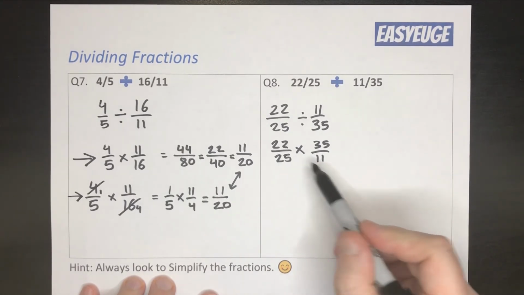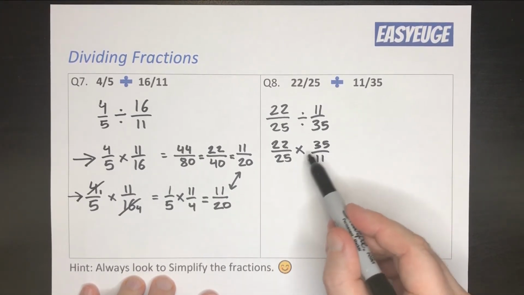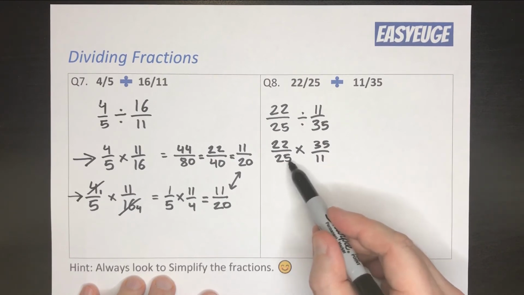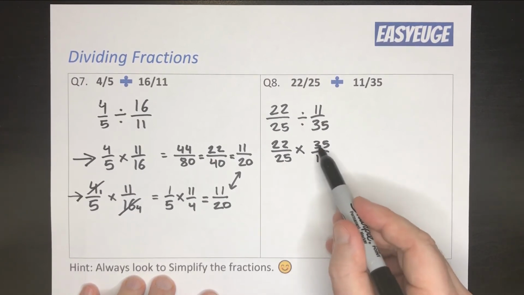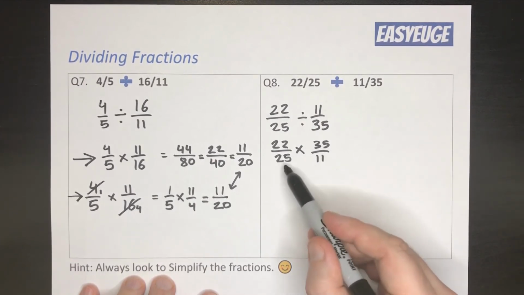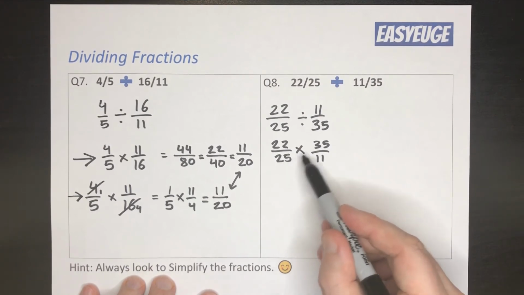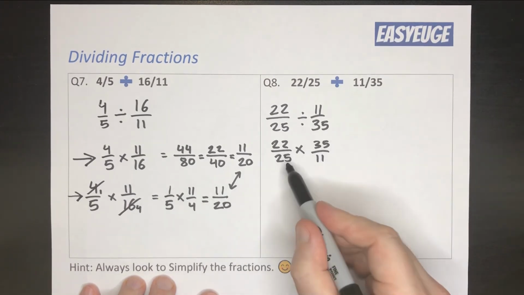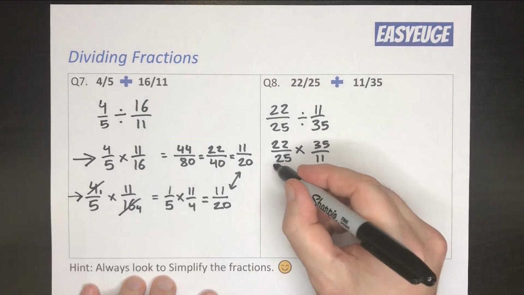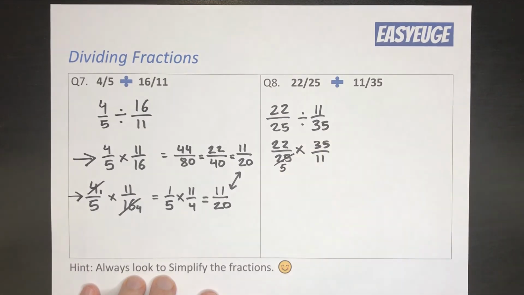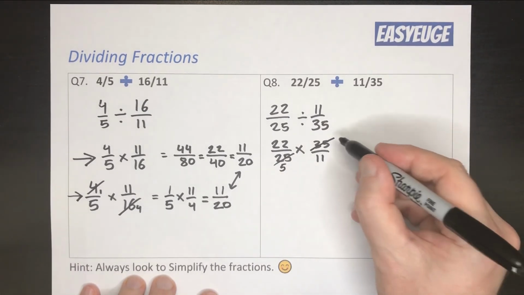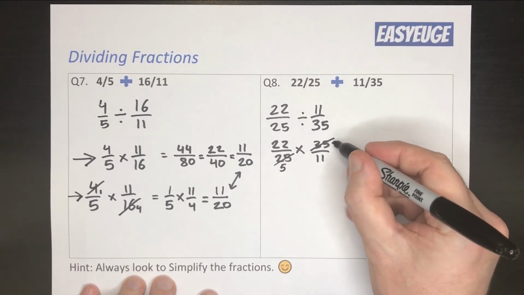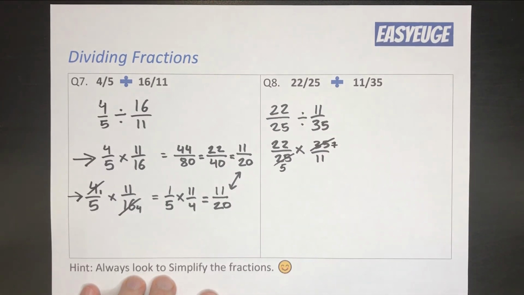So let's look at some similarities. Let's look at 25 and 35. Is there anything we can do to these two numbers to make them simpler? I think we could divide the number 5 into these two numbers. Let's do that. So if I divided 25 by 5, that would turn into a 5. And if I divided 35 by 5, that would turn into a 7.